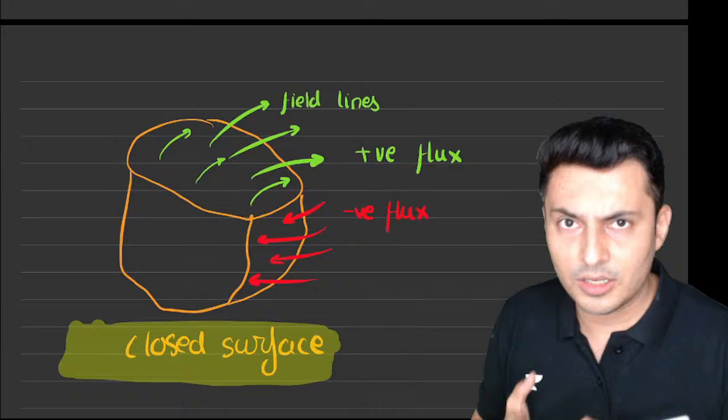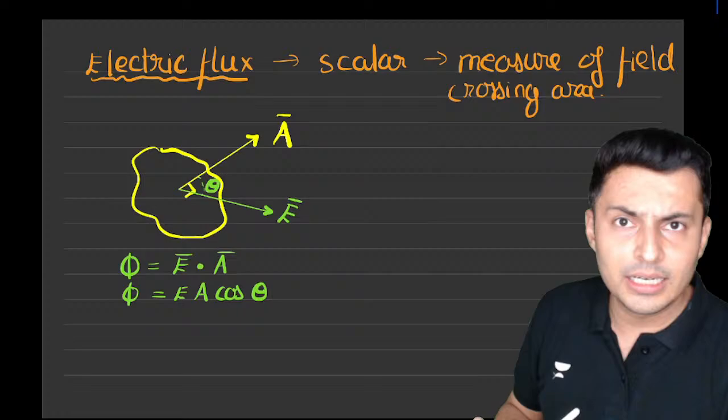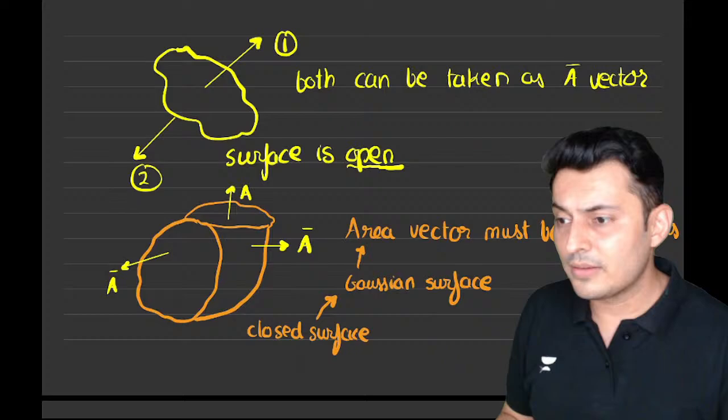So let's talk about what basically Gauss's law is. This was the introductory part for Gauss's law. What is electric flux? I have done it in the last lecture, lecture 3. In case you have missed it, please watch it. Everything I have detailed in that lecture. Then the area vector can be chosen anywhere for an open surface. But the moment it is closed, outward is taken positive, inward is taken as negative.